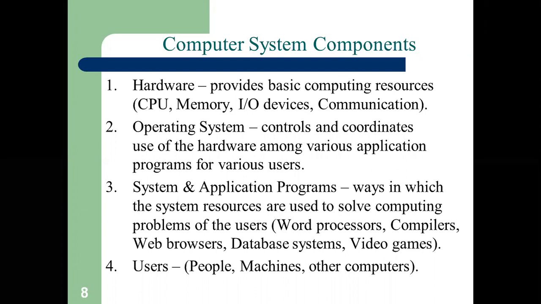And who is providing this? The operating system is maintaining all these things, providing the connectivity with the CPU, memory, IO devices, and communication. Number two, operating system. All the things which I told you here, CPU, memory, IO devices, communication, come under the hardware. The operating system controls and coordinates use of hardware. How will you use that particular hardware? It controls and coordinates use of hardware among various application programs for various users.